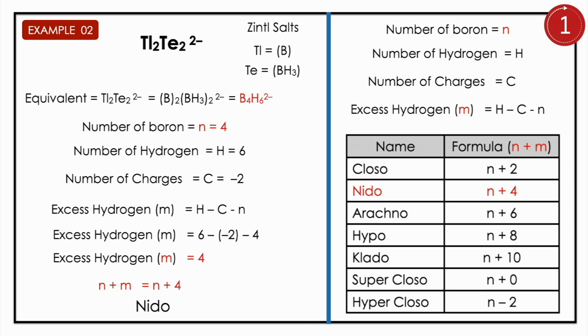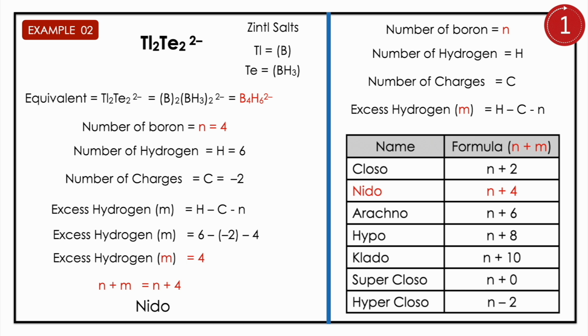Whenever metals are given, you should write the boron equivalent. Thallium equals boron. Why? Because it is in the boron group. Tellurium equals BH3 because it is in the oxygen group. So we rewrite with the boron equivalent. Thallium we write as boron. Tellurium as BH3, meaning totally B4H6 2 minus. It becomes a normal borane. We will apply our rules.